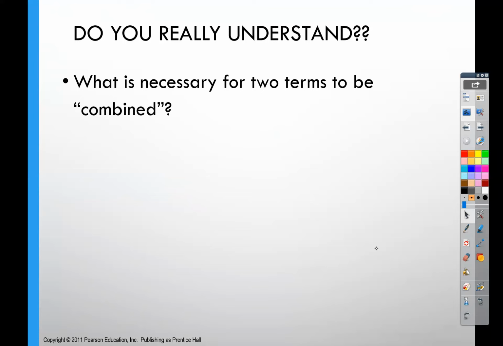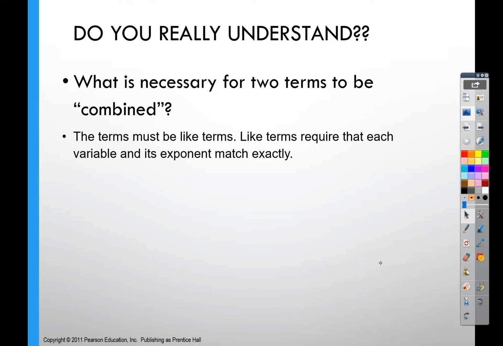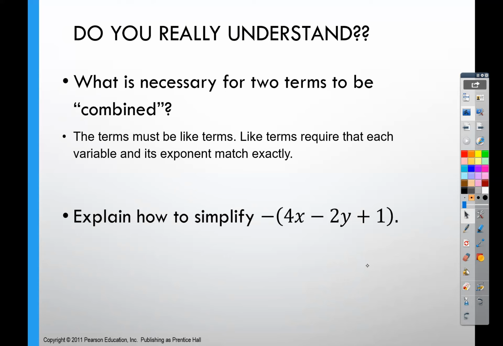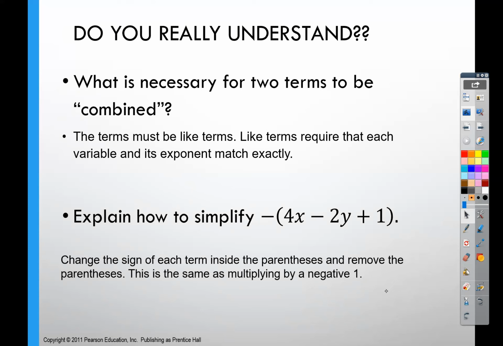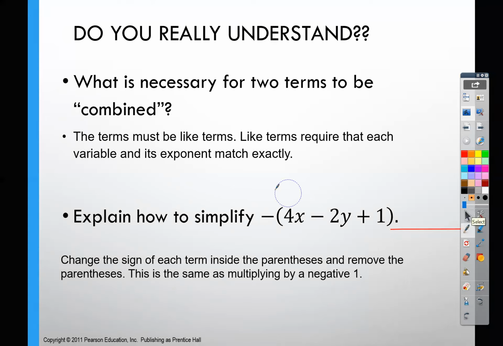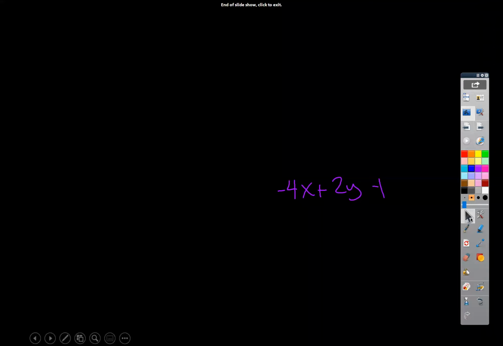Do you really understand? What is necessary for 2 terms to be combined? They have to be like terms. Each variable and its exponent match exactly. Explain how to simplify this. Change the sign of each term inside the parentheses and remove the parentheses. It is the same thing as multiplying by negative 1. So if we did that, what would we get? We would get negative 4x plus 2y minus 1. There you go. That's it.